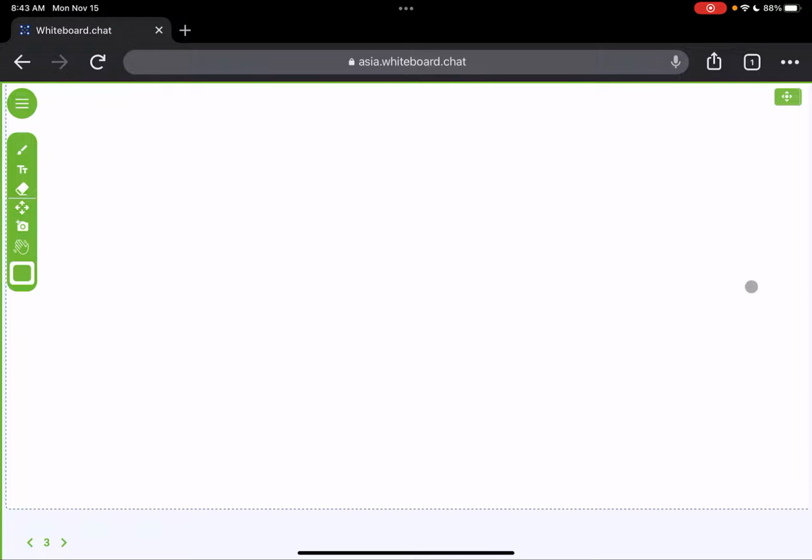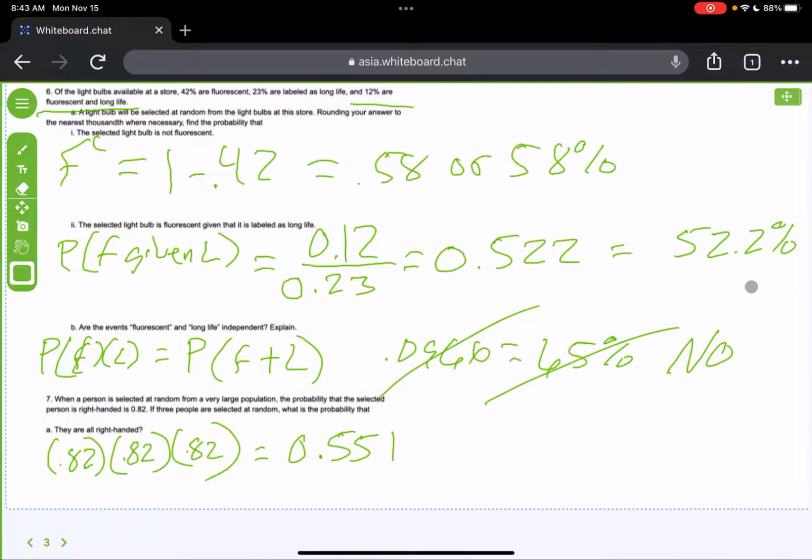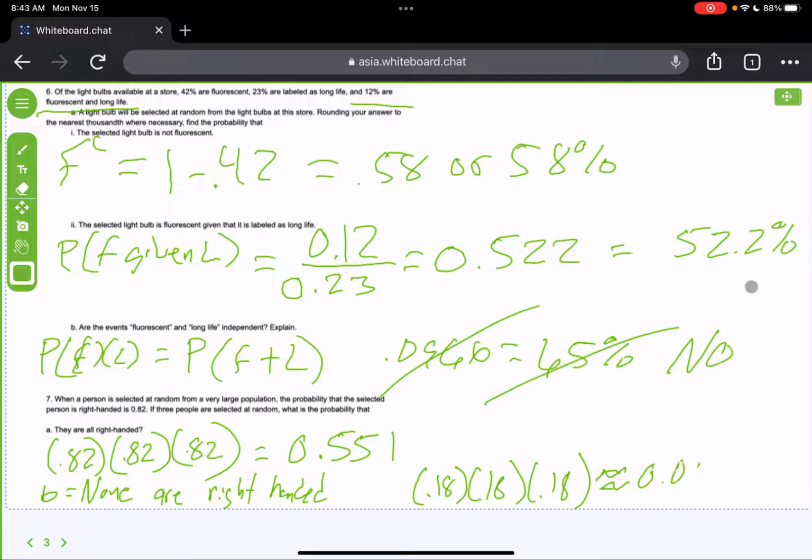Alright. Is that it? Is there another one? Actually, I think I cut it off. There's one more question, right? The next one says, what is the probability that none of them are right-handed? Well, that would just be the complement of them being right-handed, right? Times each other. So that would be 0.18 times 0.18 times 0.18, which would equal about 0.006.